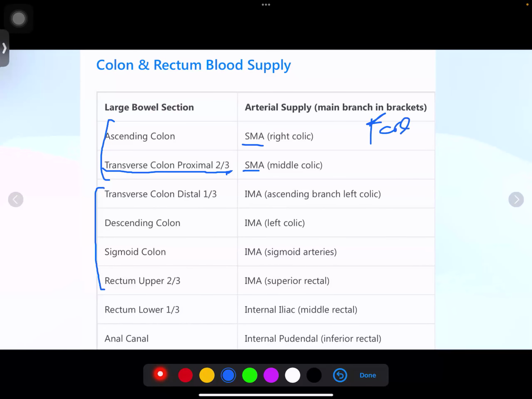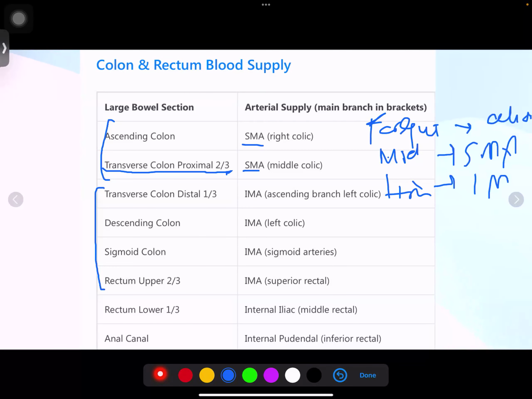So you remember that there was the foregut, then the midgut, and then the hindgut. The foregut was supplied by the celiac trunk, the midgut by the superior mesenteric artery, and the hindgut by the inferior mesenteric artery. So the transverse colon, distal 1/3, descending colon, sigmoid, and upper 2/3 of the rectum are inferior mesenteric. Now the difference here: the lower 1/3 of the rectum would be supplied by the middle rectal artery, and then the anal canal would be supplied by the internal pudendal, inferior rectal artery.